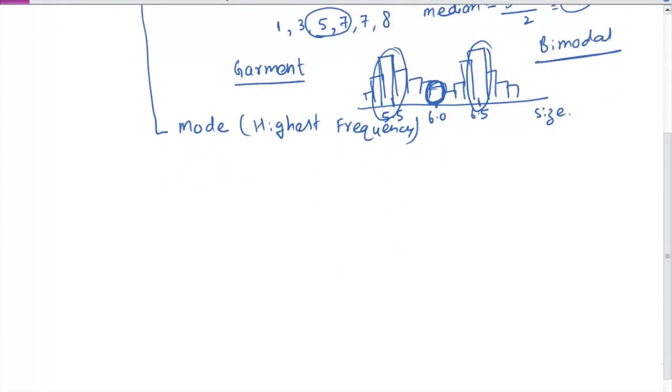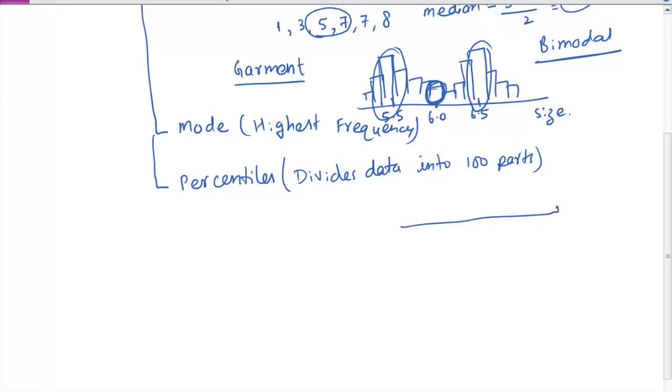Another popular measure of location is percentiles, which divide data into 100 parts. If this is the range of your data from 0 to 100 and somewhere here you have 10, and this is the 10th percentile, it basically means less than that you have about 10% of the data points, and more than that you have the remaining 90%. So that's the meaning of the 10th percentile.